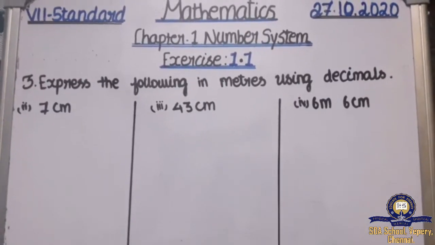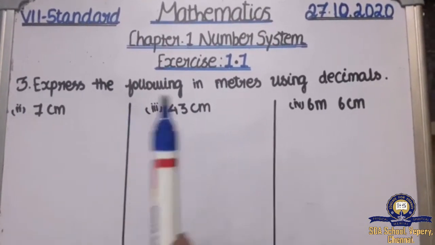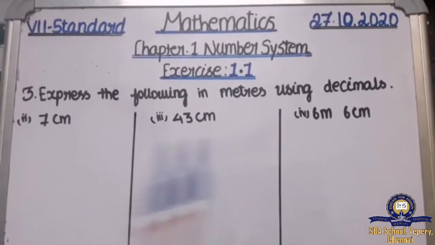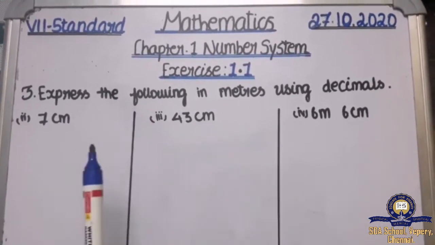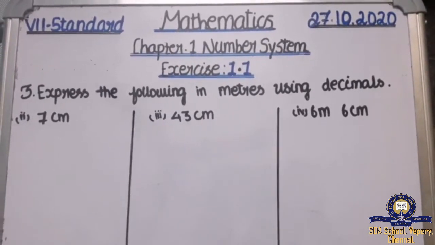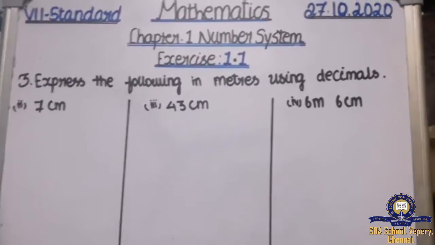Now we move on to our third problem. So what is the third problem given here? Express the following in meters using the decimals. Here the following are given in centimeters. We need to change them into meters using decimals. For that we need to know the conversion of centimeter to meter.